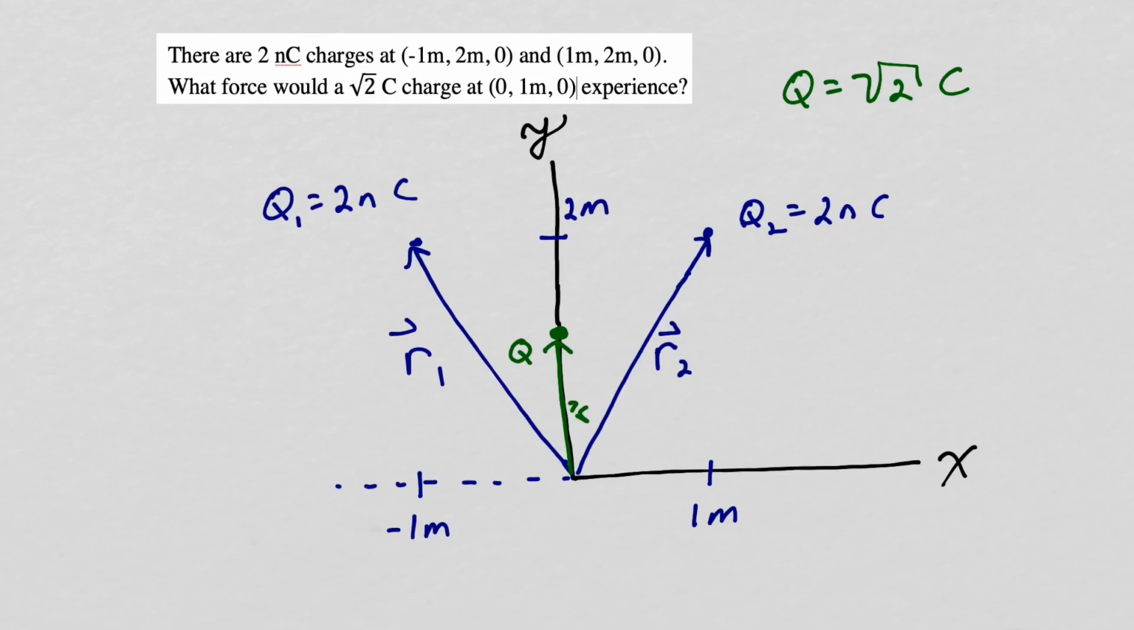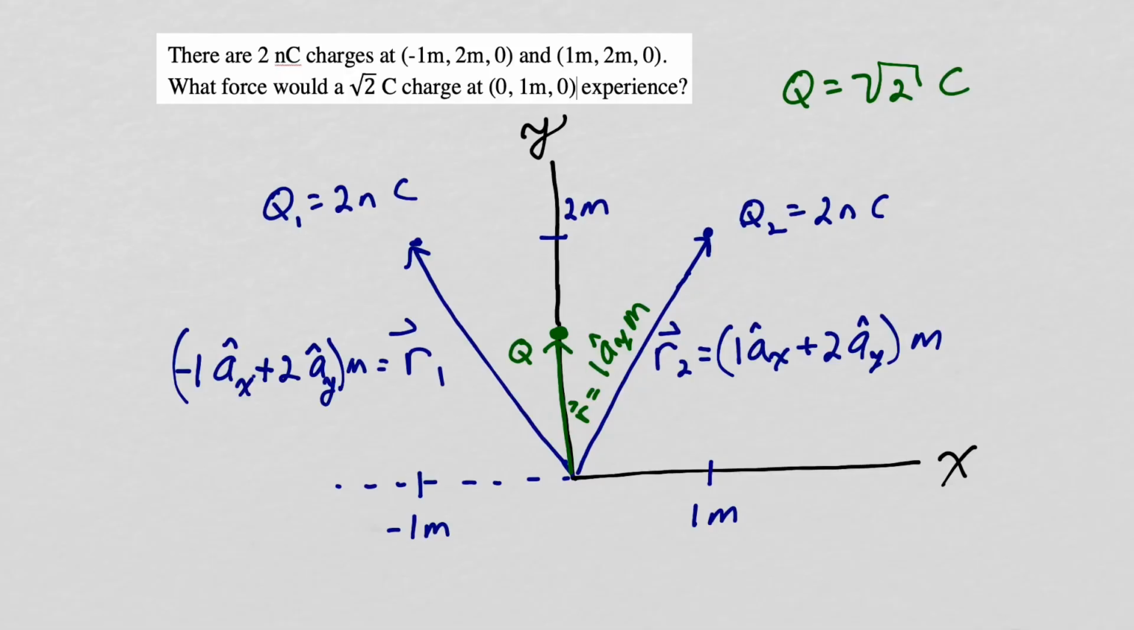The 2 nanocoulomb charges I will call Q1 and Q2, located at position vectors R1 and R2, and the square root of 2 coulomb charge I'll call Q, and it's located at position vector R. So position vector R sub 1 is minus 1 ax plus 2 ay meters. Position vector R sub 2 is 1 ax plus 2 ay meters. And position vector R is 1 ay meters.